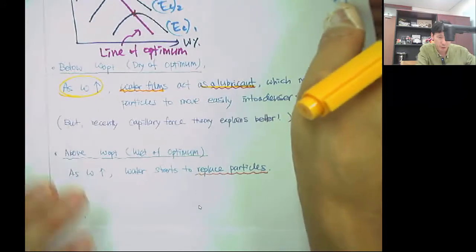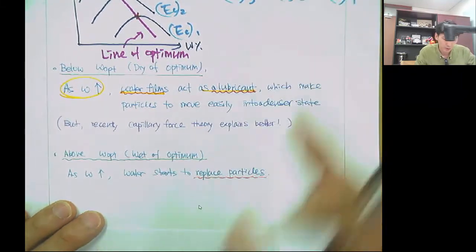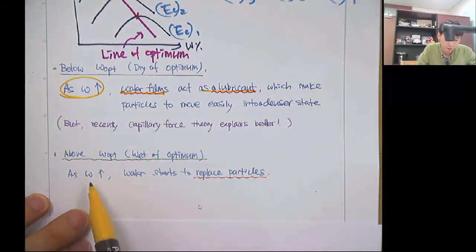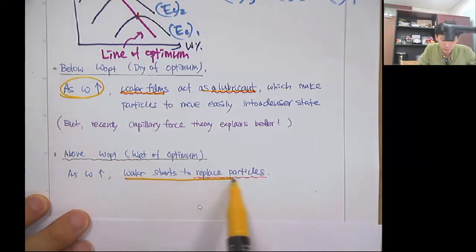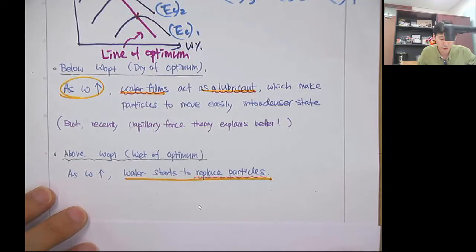And above the optimum water content, which is the wet side of the optimum, as the water content increases, water starts to replace the particles. So that increases the void ratio and decreases the dry density.